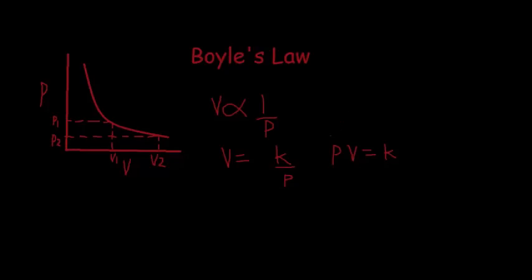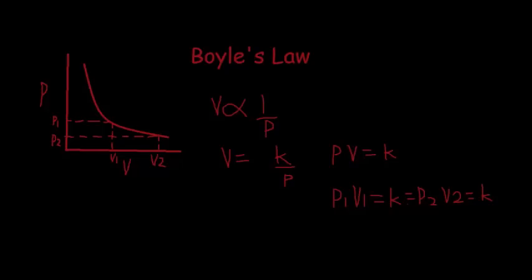And if the pressure is changed from P to P1, then the volume will change from V to V1, then P1V1 equals K. In the same way, P2V2 will also be equal to K, and that's the expression of Boyle's law. That's P1V1 equals P2V2. That's the expression of Boyle's law.